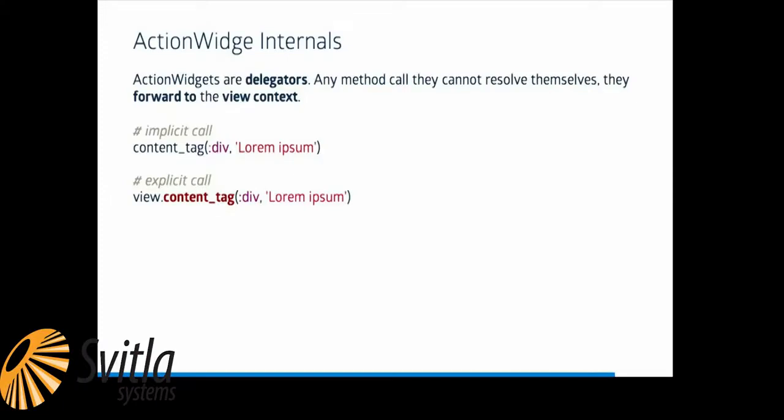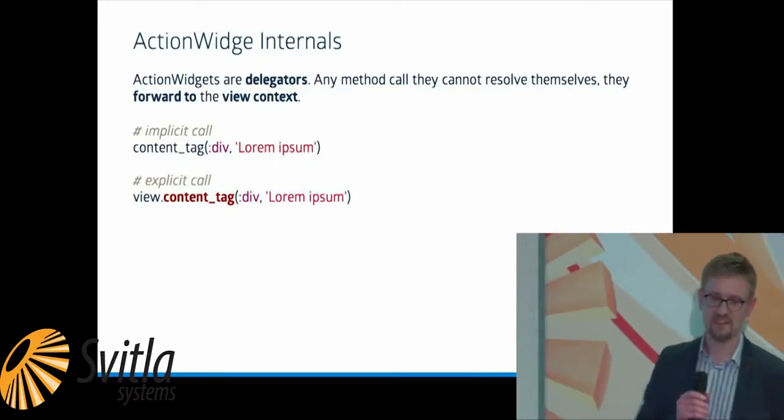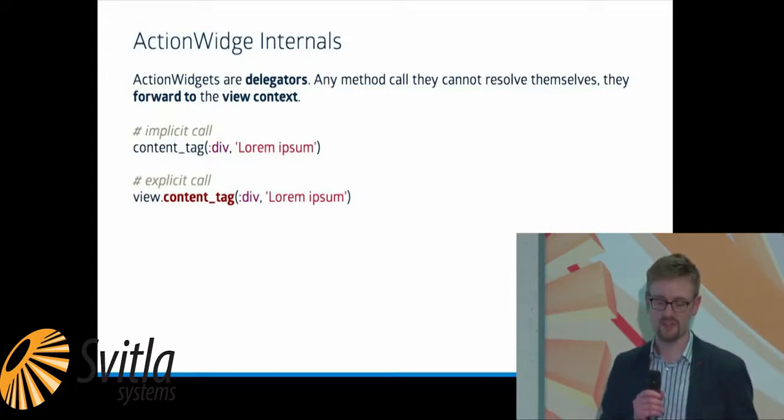And providing the view context is necessary so you can use all helper methods that are available in the controller context inside your widget. And widgets are utilizing the delegate pattern, so they implicitly delegate all methods that they don't know or implement themselves to the view context. But you can also always explicitly call methods on the view context.